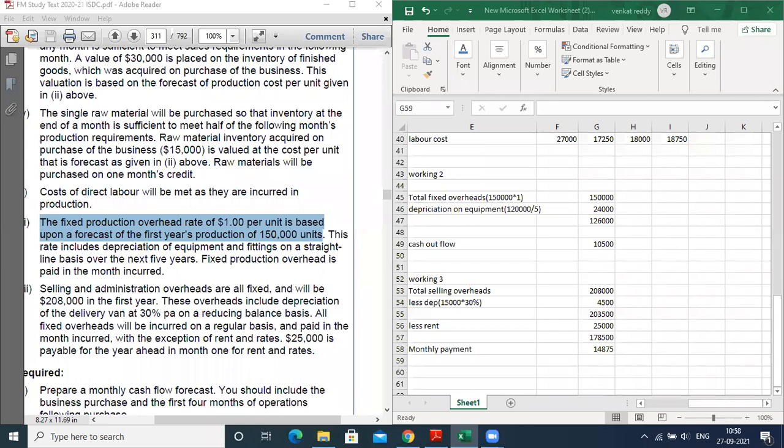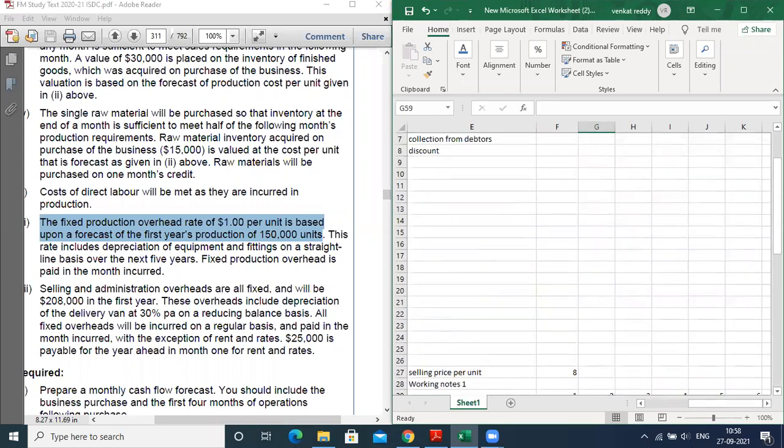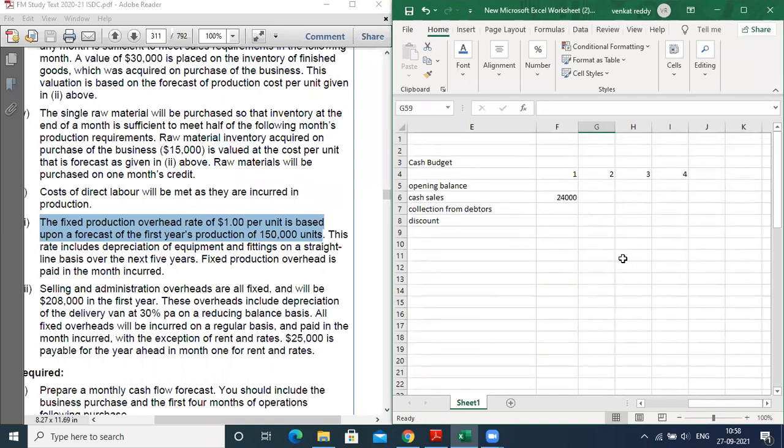So shall we go with the cash budget now? In the cash budget, there is no opening balance for the first month. Cash sales are 24,000, and there is no collection from debtors also. So it means the total receipt is 24,000.